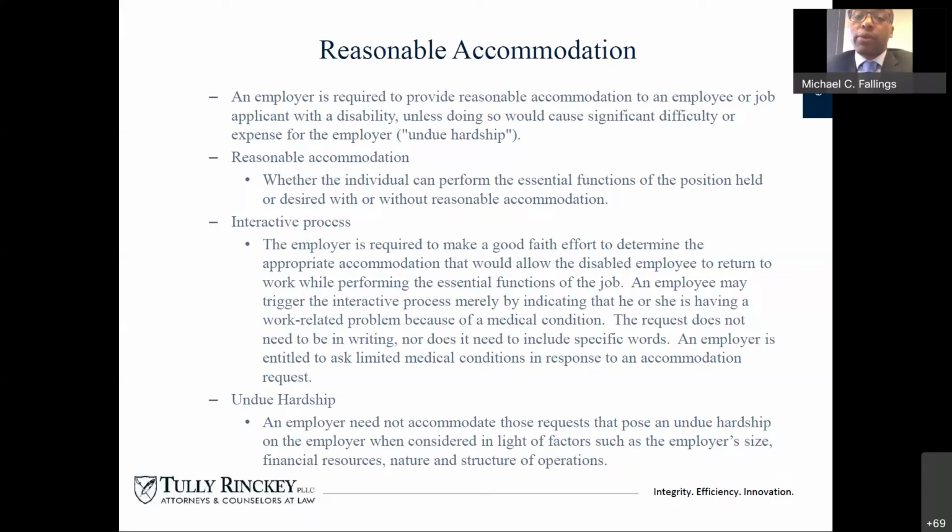As I mentioned, when the employer receives an accommodation request and goes through the interactive process, part of the determination is whether the accommodation request constitutes an undue hardship, which means whether the accommodation would cause significant difficulty or expense for the employer. If the employer is able to establish that it would constitute an undue hardship, it need not provide the accommodation requested. Some factors that employers will consider are the employer's size, financial resources, and nature and structure of operations.